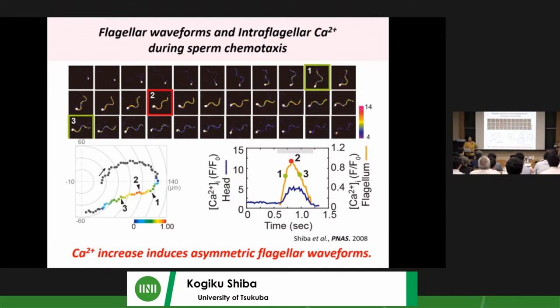So I told you the intracellular calcium determines asymmetry, but this real-time calcium imaging showed that at 1 and 3 the calcium level is the same, but the waveform is very different. Here is asymmetric and here is symmetric. It means that calcium alone does not determine the asymmetry and symmetry; it triggers the asymmetric waveform. The calcium increase and decrease is correlated with the flagellar waveform, but the actual level is not correlated with the flagellar waveform.